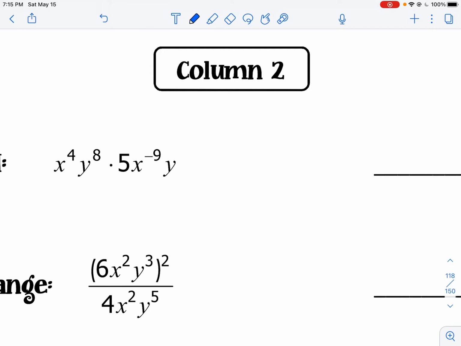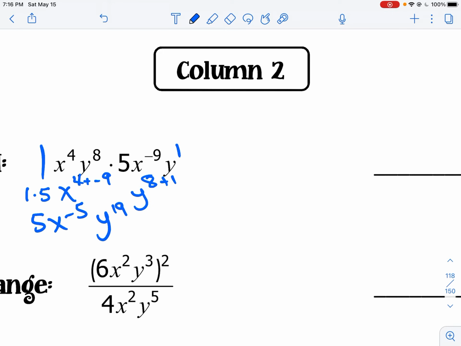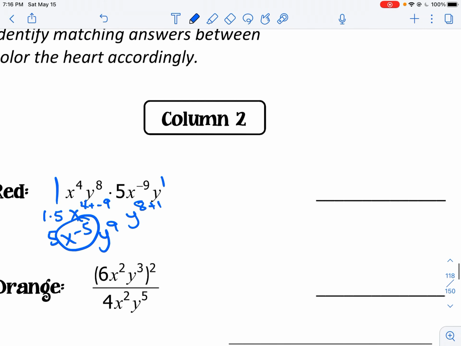On this one, there's an invisible 1, so I do 1 times 5. I have an x, and I add my exponents, because the bases are being multiplied together. I add my exponents. Remember, this has an invisible 1 here. So I'm left with 5x to the negative 5, y to the 9th. So this right here gets moved to the denominator. So I have 5y to the 9th over x to the 5th.